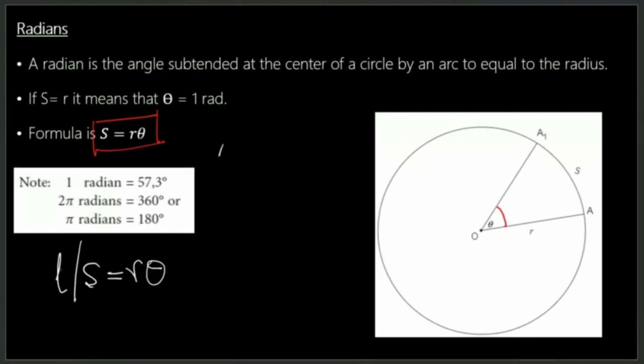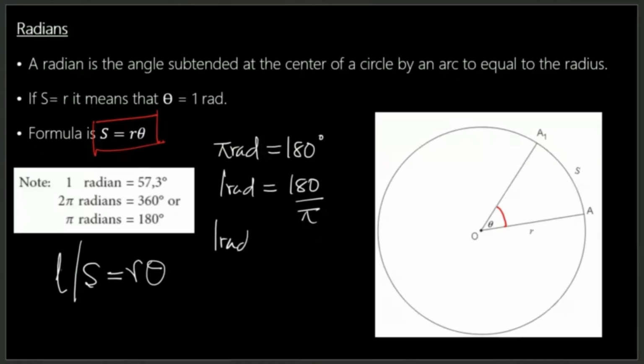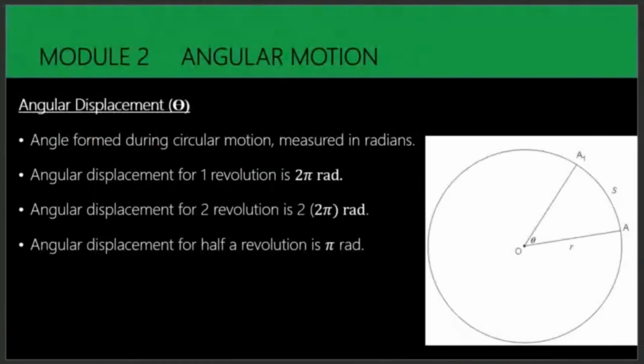So pi radians is equal to 180 degrees. So it now means that 1 radian is equal to 180 over pi. So that is where they got their 57.3. If we divide 180 by pi, you will get 57.3. So 1 radian is equivalent to 57.3 what? Degrees. Okay, so that is how this is gotten. So 2 pi is 360 and pi itself is what? Is 180 degrees.